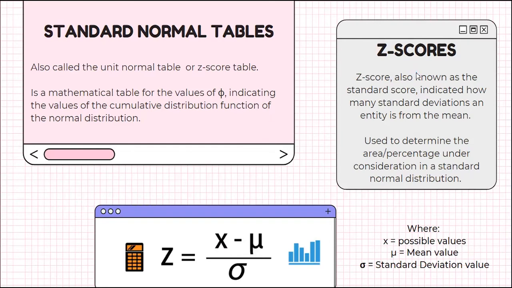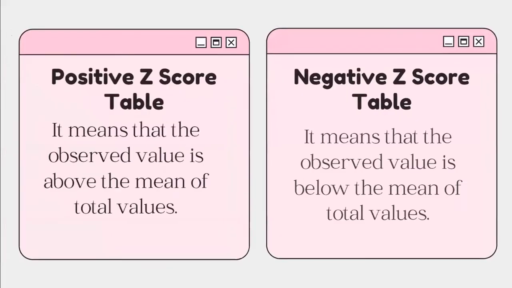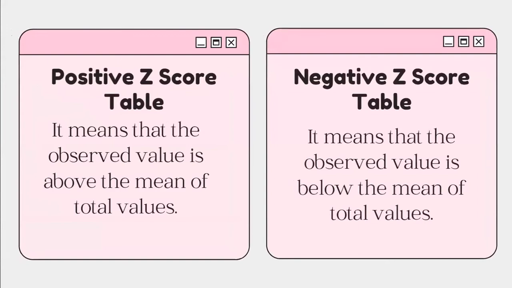In order to get the z-scores, you need to take note of this formula. Z is equal to x minus mu over lowercase sigma, or Z is equal to possible values minus mean value divided by the standard deviation value. There are 2 types of z-score table, the positive and the negative one. The positive one means that the observed value is above the mean of the total values, while the negative one means that the observed value is below the mean of the total values.